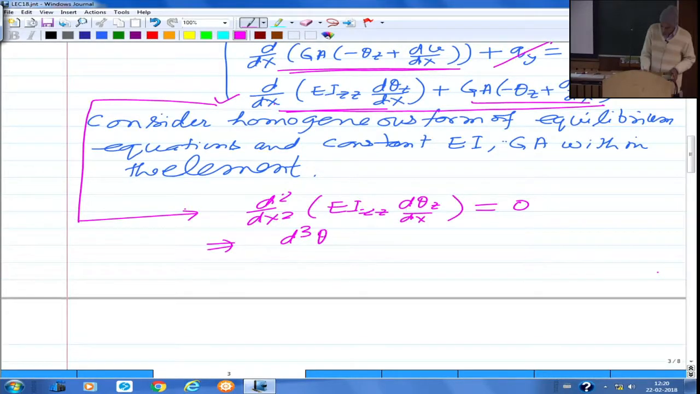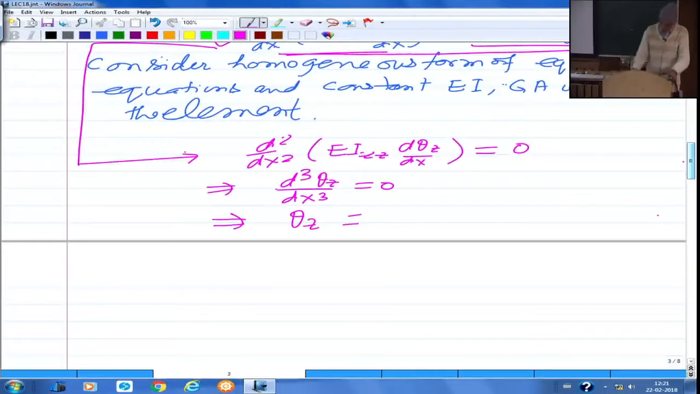So finally what you would get is d cube theta z by dx cube is equal to 0. And now if you integrate this, I know you will have to do the integration 3 times. So you will find that the first time it is c1, then c1 X square by 2 plus some c2 X, let me put capital X, not small, I am using capital X. So this is capital X square and this is capital X plus c3. This is what I will get, right?